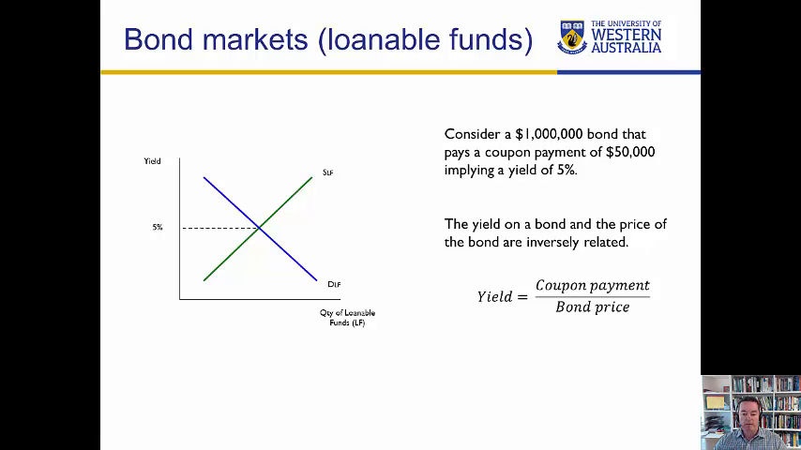So the coupon payment in this equation on the right hand side of this slide down the bottom is fixed, so when bond prices go up, the yield goes down. Similarly, if bond prices go down, the yield goes up. And whether bond prices are going up or down, whether you can sell your $1 million bond for more than $1 million or less than $1 million, really depends upon the demand and supply of bonds and or loanable funds, which we'll see is pretty much the same thing.